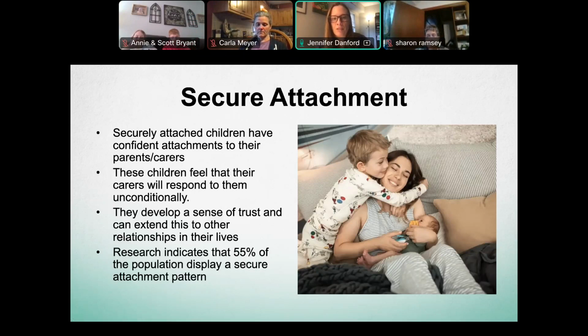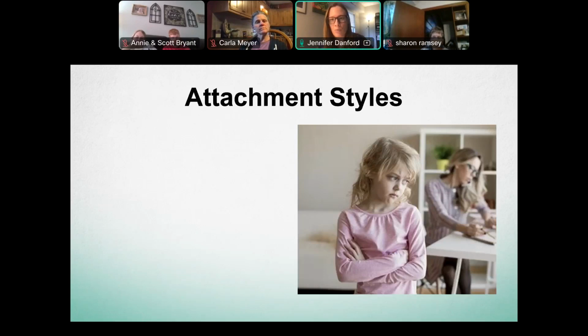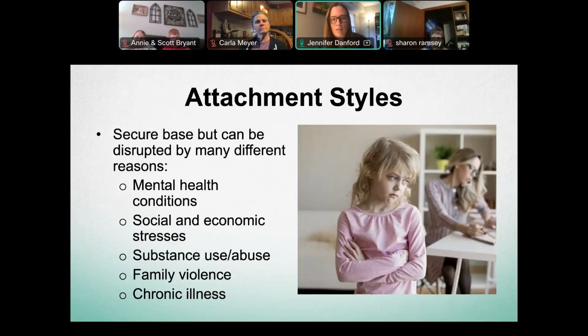They just have kind of a sense of security. Research tells us that 55% of the population has secure attachment. When I do give these figures, kids in foster care's figures are a little bit different, and sometimes I can tell you what that difference might be. So you might start out with a secure base. Our kids might be doing well, and then something happens in the home that changes that, and then their attachment style starts to be traumatized.